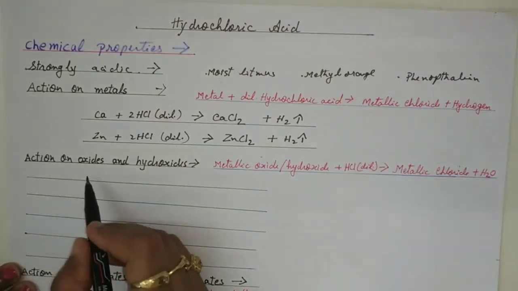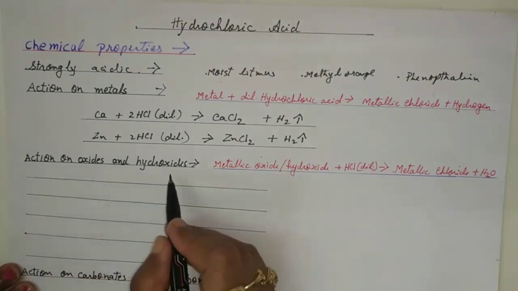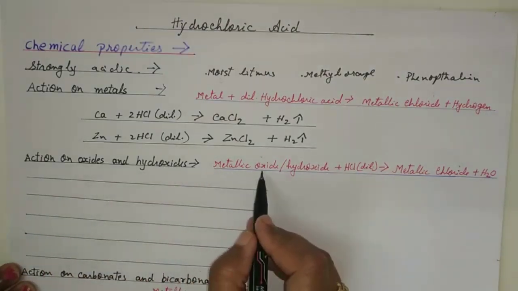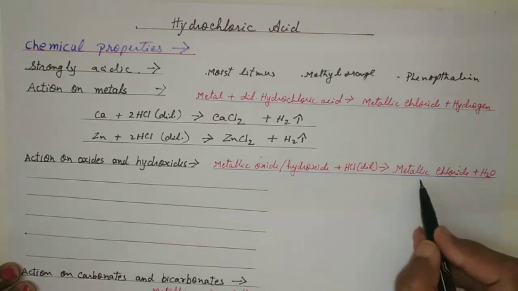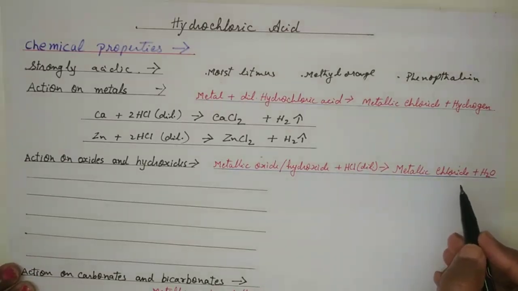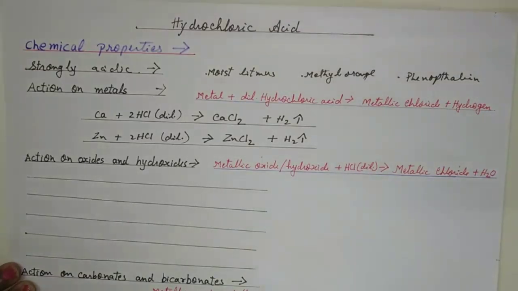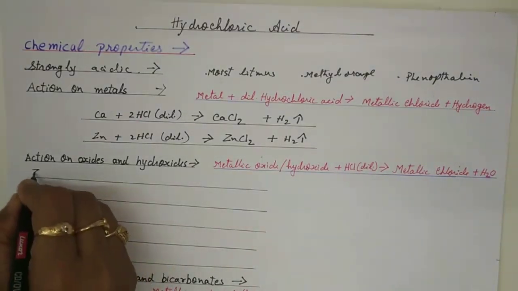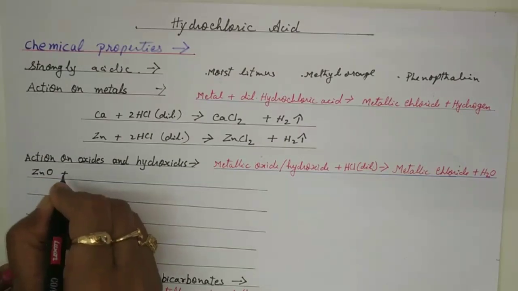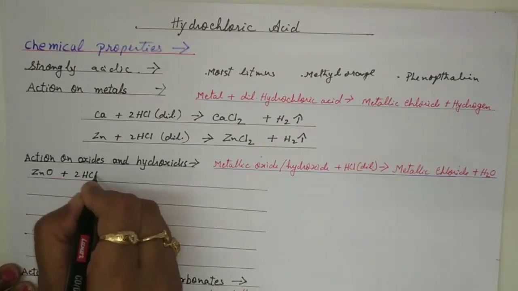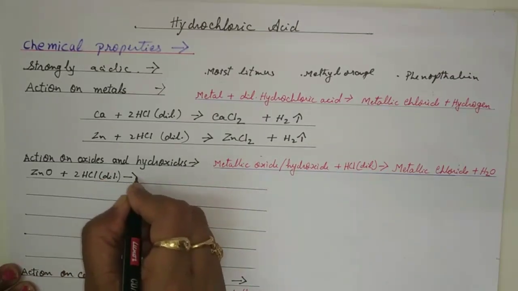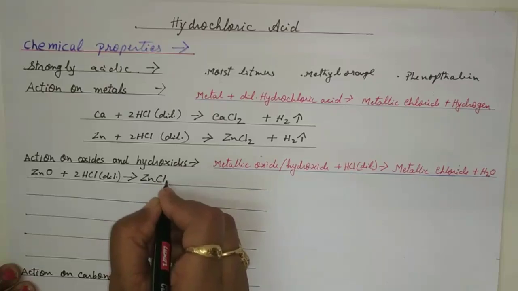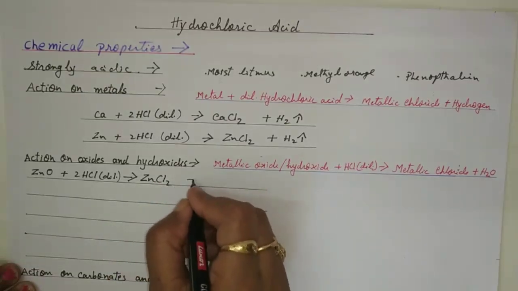The next type of reaction, action on oxides and hydroxides. So any metallic oxide or hydroxide, when reacts with dilute hydrochloric acid, will give you salt and water. With salt, again metallic chloride salt. So here I will be giving you some of the equations. Say it is zinc oxide plus hydrochloric acid dilute will give you zinc chloride, salt, metal chloride plus water.